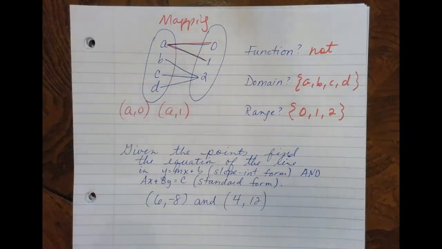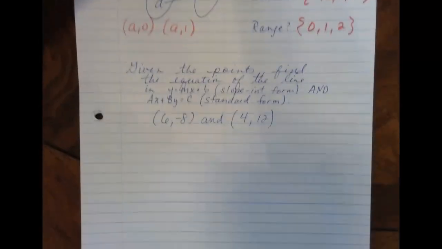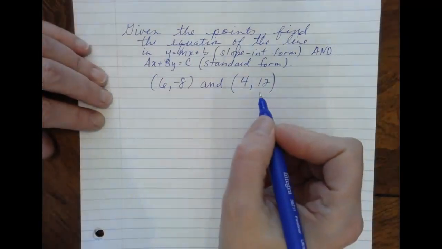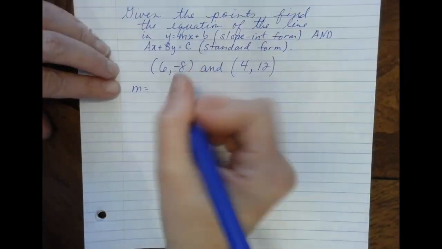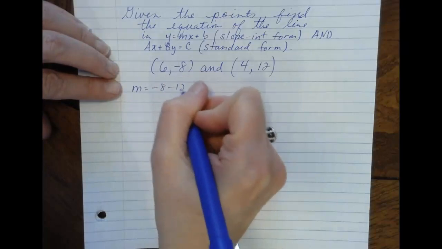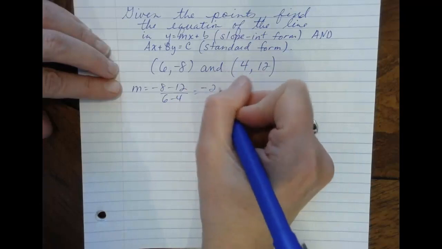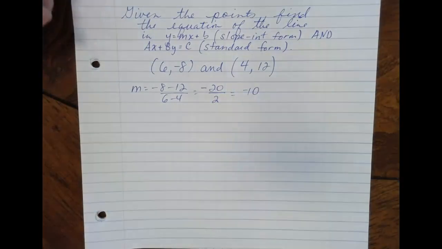Next, given the points, find the equation of the line first in y equals mx plus b, which is slope-intercept form, and then next in ax plus by equals c, standard form. So what are we going to do first here? We are going to take these 2 points and find the slope. Slope formula: that is -8 minus 12 over 6 minus 4. That is -20 over 2. That is a slope of -10.